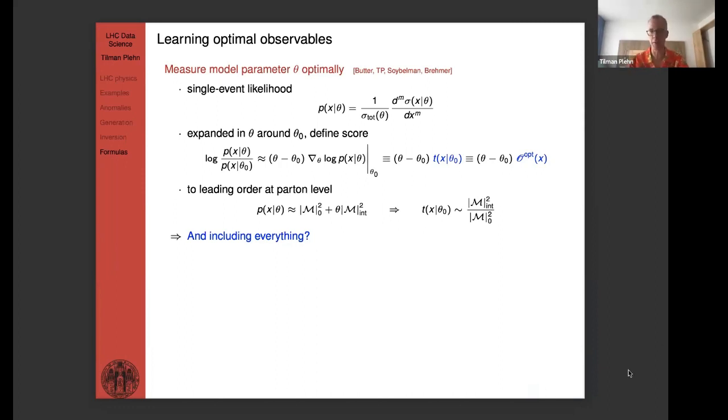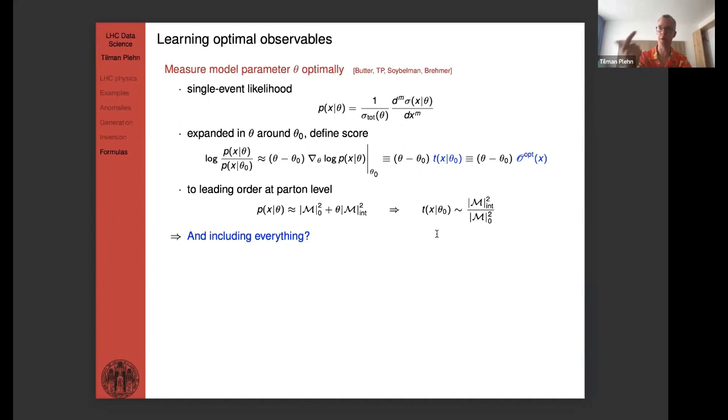And we can Taylor expand it. The dependence on theta on the right-hand side is called the score in data science, or the optimal observable in particle physics. In particle physics, if you can write down the probability as a matrix element, standard model squared plus an interference term with a new physics parameter linearized, I can actually calculate t. And t is just the matrix element interference term divided by the standard model squared, at parton level, at leading order.